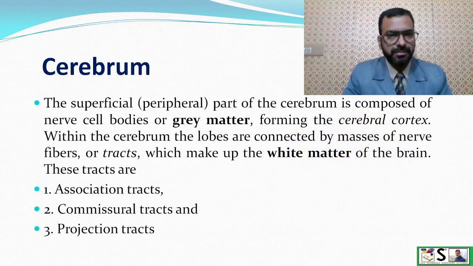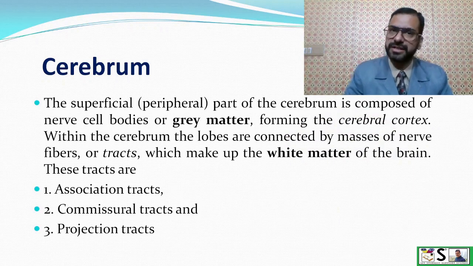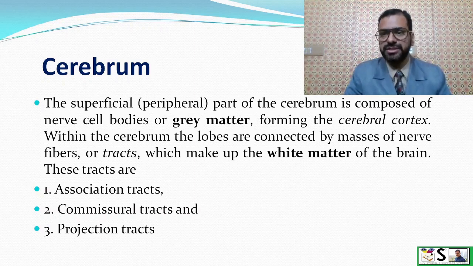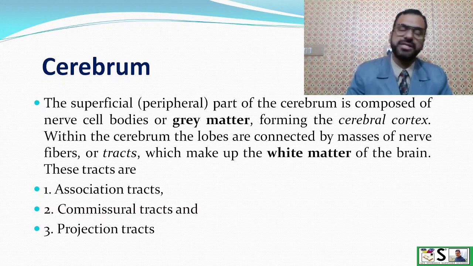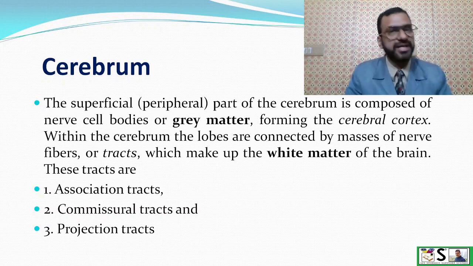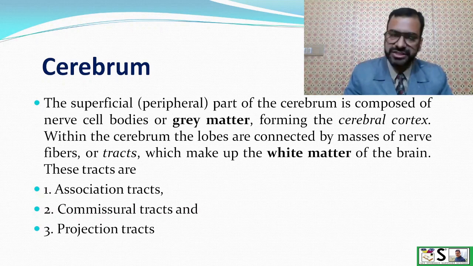The superficial part or peripheral part of the cerebrum is composed of nerve cell bodies, which is also known as gray matter, forming the cerebral cortex. Within the cerebrum, the lobes are connected by masses of nerve fibers and these are known as tracts. These are white in color, so they are known as white matter of the brain. These tracts are association tracts, commissural tracts, and projection tracts.